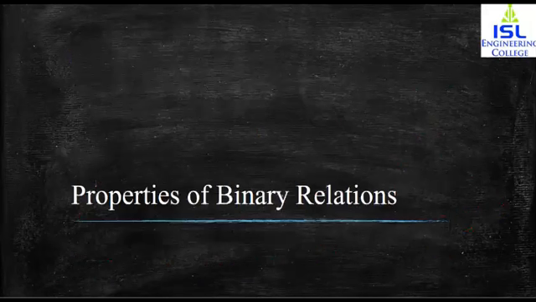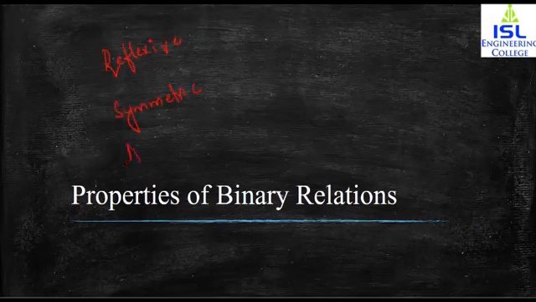Then the next topic is properties of binary relations. A relation can have different properties, and there are several properties that we usually use to classify a relation on a set. The most important properties that are described are as follows: reflexive, symmetric, and antisymmetric.